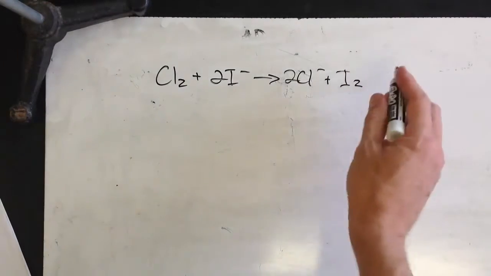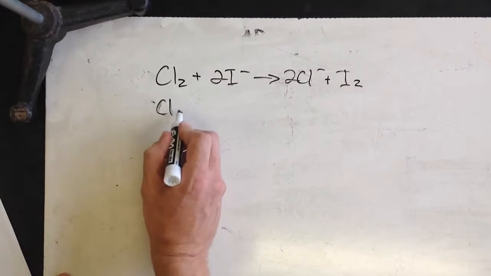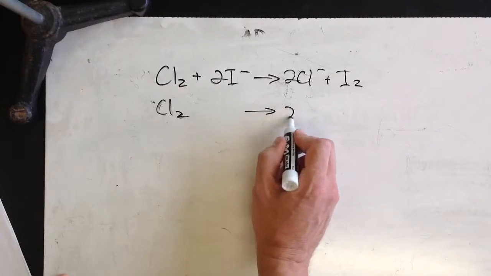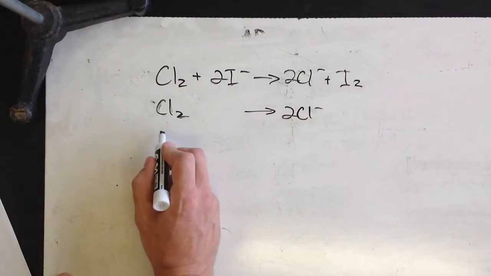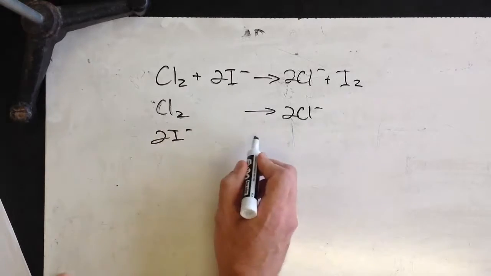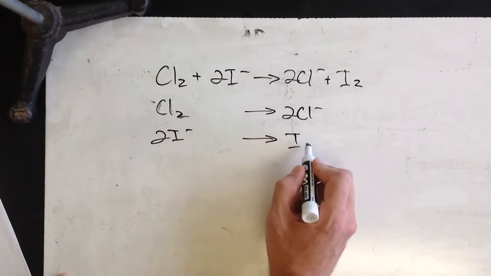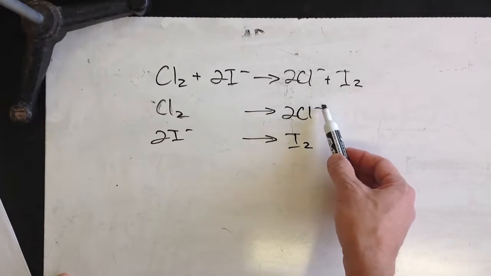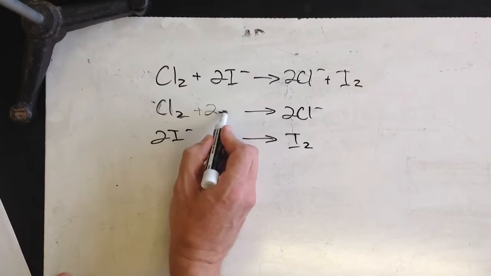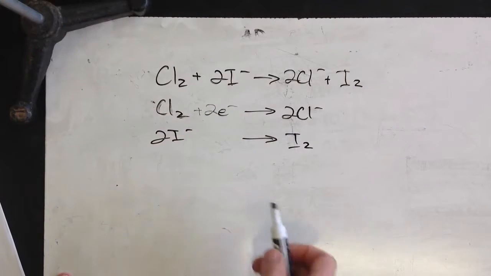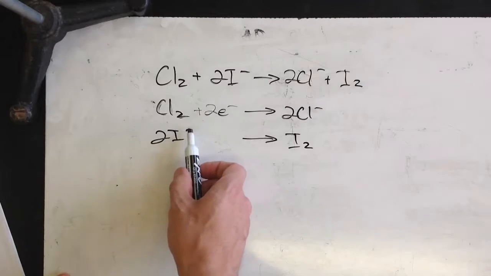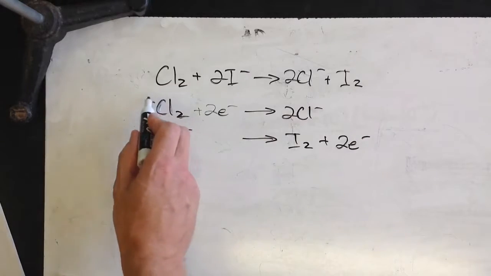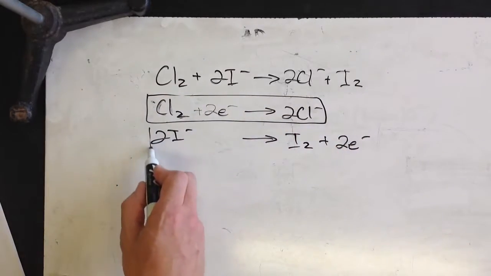The first thing we're going to do, since it's going in this direction, is split it into its half reactions. So we have chlorine, and on this side we've got 2 chloride ions. The other reaction is 2 iodide goes to iodine. Here you have a charge of 2 negatives, so the only way that's going to happen is if we add 2 electrons. And likewise, here we have 2 negative on this side, so we have to have 2 negative on that side. So we've got these 2 half reactions.